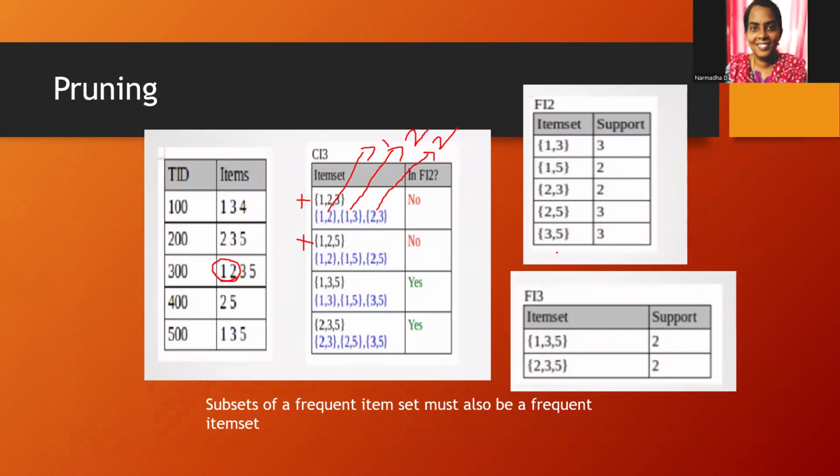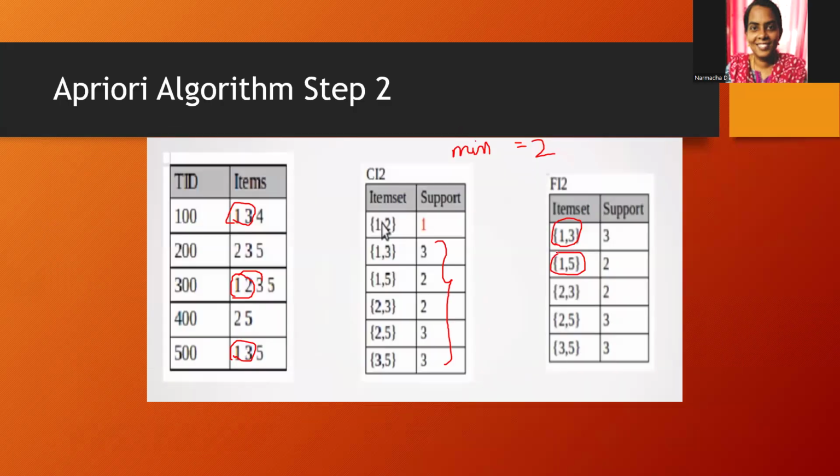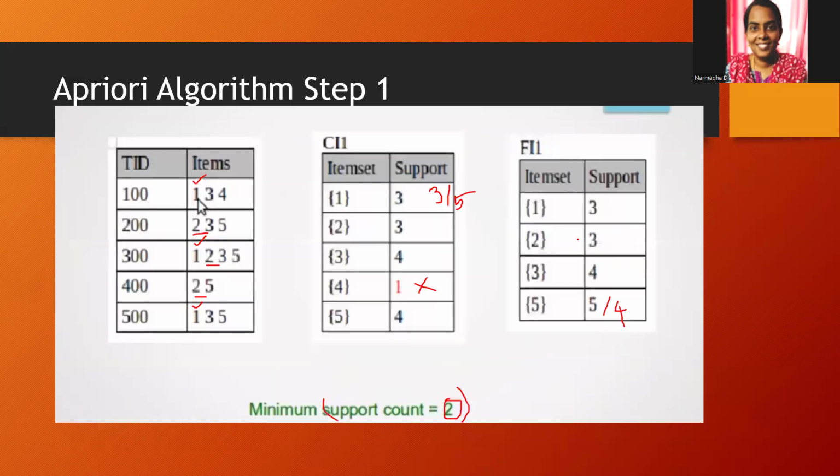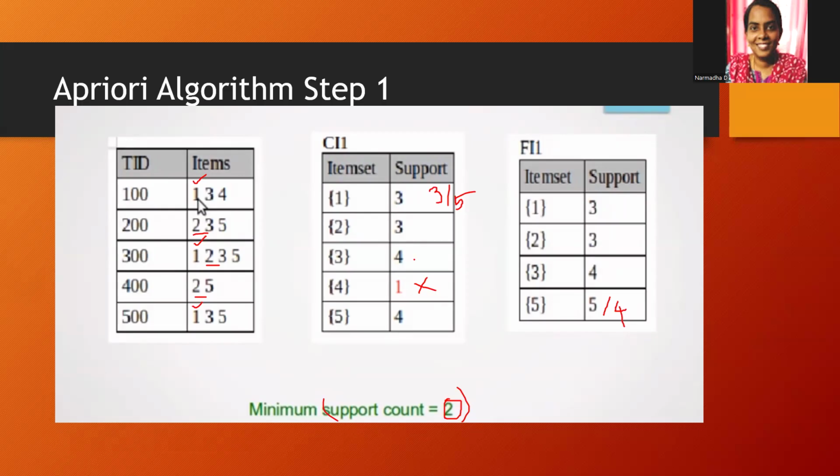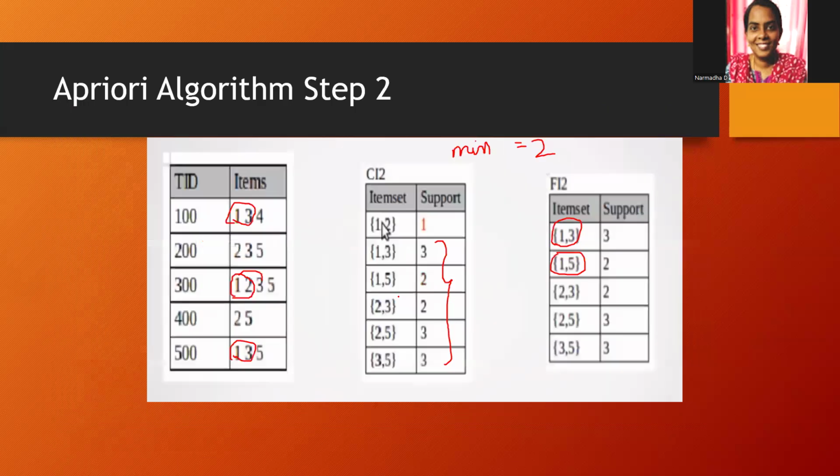So from this, what are all the subsets? The subsets are 1 separately and 3 separately. So for 1, what is the support? The support count of 1 is 3, which is also frequent. And for 3, what is the support value? It is 4, that is also frequent. Except for every other item, we see that it is frequent.